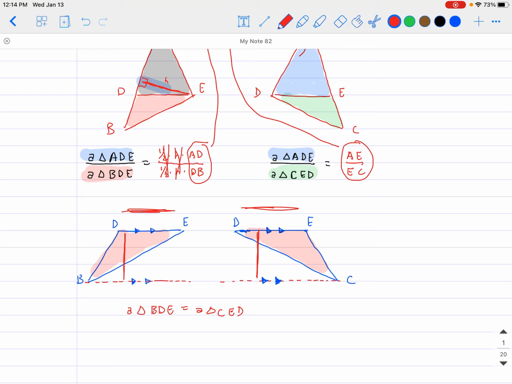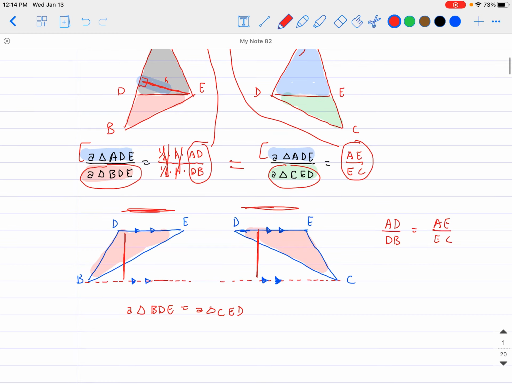So these two right here are actually equal to each other, because the bottom area is the same as the bottom area over here on the right. And the top is the same, because they're both the same thing. So in the end, I can go ahead and set them equal to each other: AD over DB is equal to AE over EC.